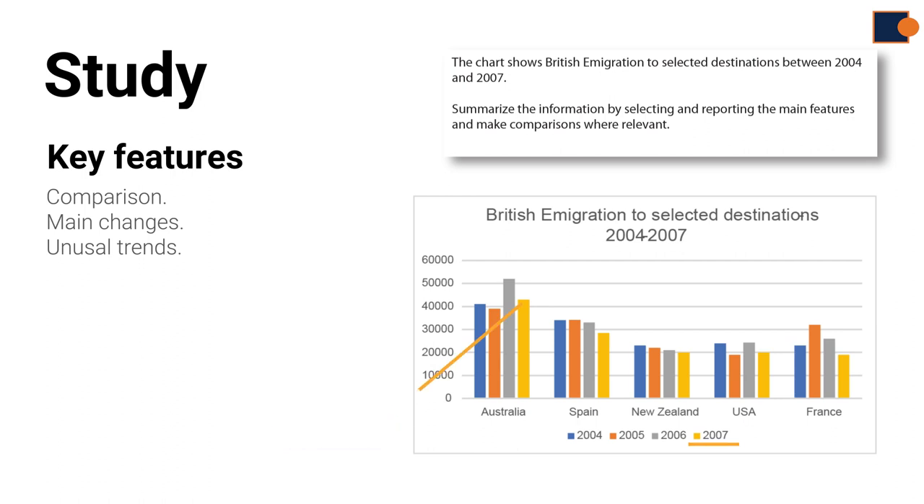When it comes to general trends, almost all countries had a decline over the period except Australia again. Australia had increased; Spain and New Zealand had declined. USA also declined despite the fluctuations. France had dropped as well, although it had a peak in 2005. So these are the key changes and the main trends that you are going to report on in this task.